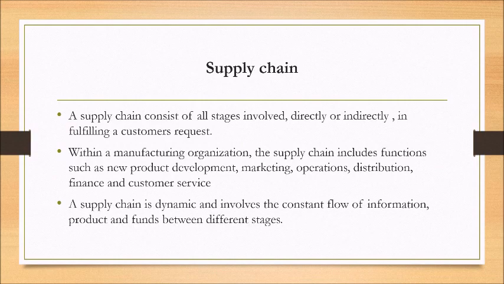So the supply chain is very dynamic. All the products are in motion, and it involves the constant flow of information, product, and funds between different stages, which is not mentioned in the above definition. So along with your suppliers, manufacturers, wholesalers, retailers, other things also flow parallelly with that. That is information, product, and funds.